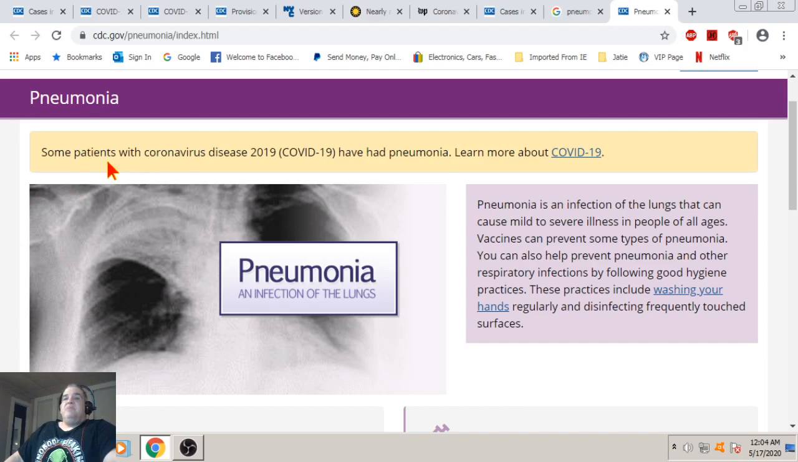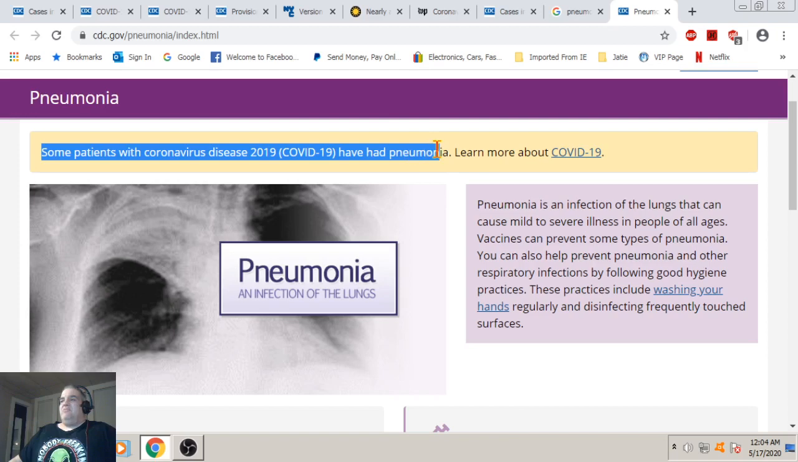So some patients with coronavirus disease have had, and they're saying some patients. This is another thing too, right here. I'm going to highlight this in case you don't see it. Some patients with coronavirus disease, COVID-19, have had pneumonia. But the thing is, they said some. They're not saying a percentage, which is, I don't know, maybe a way of them protecting themselves.